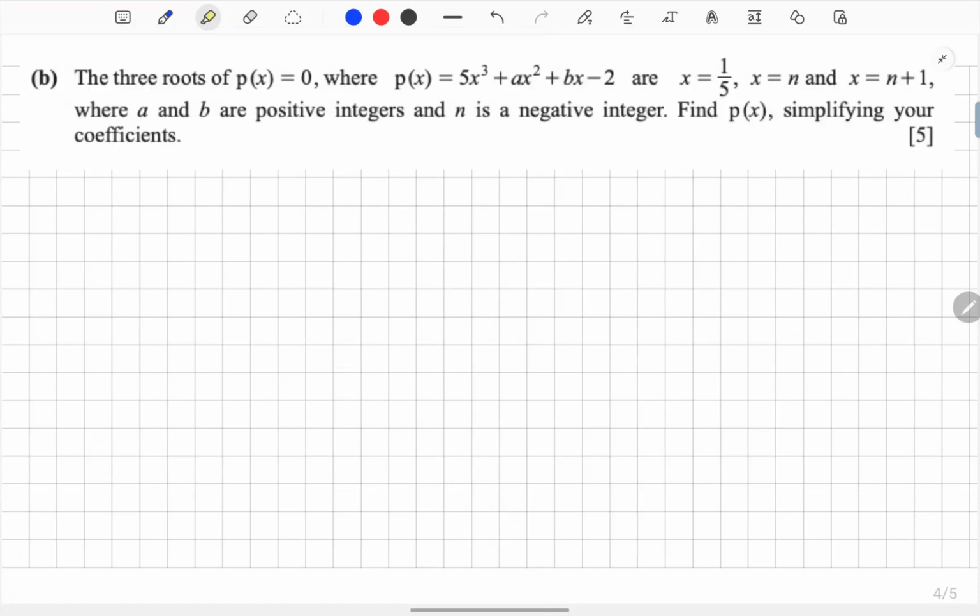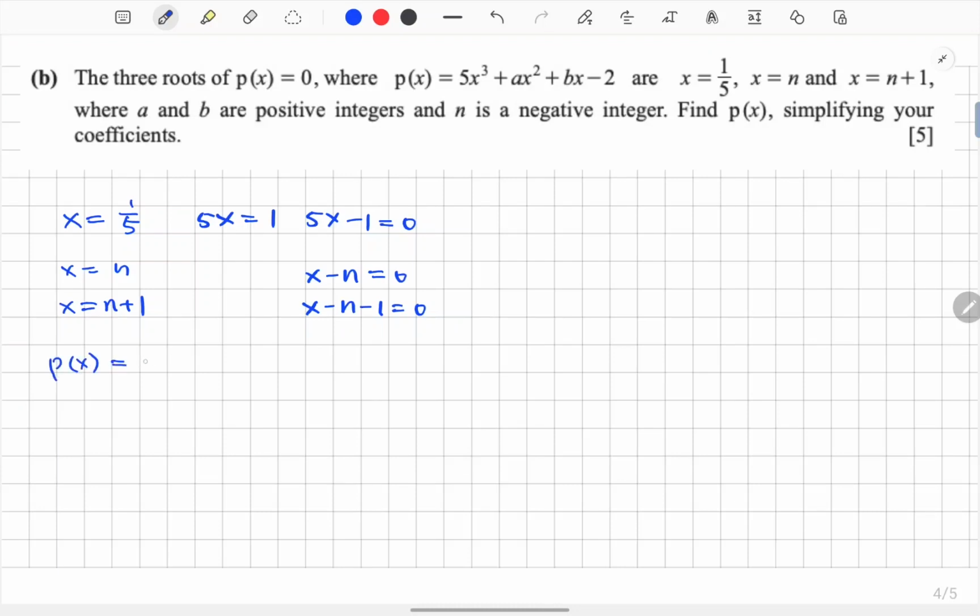Question number 3, we're given 3 roots. It is x is 1 over 5, x is n, and x is n plus 1. Now we'll convert these roots into factors. Here comes our first one, then the second one, then the third one. So our P of x is a product of all of them in factor form.